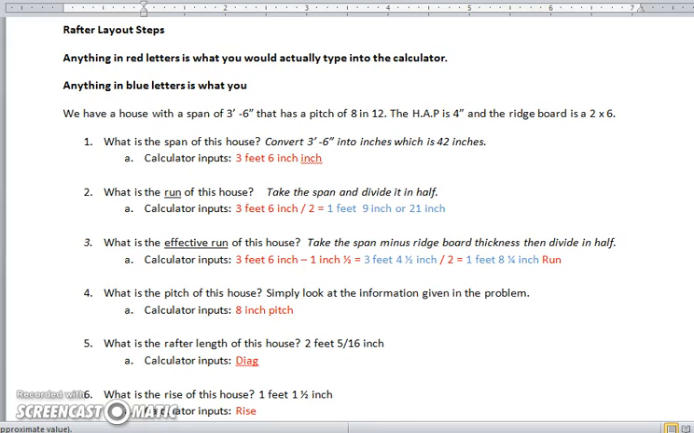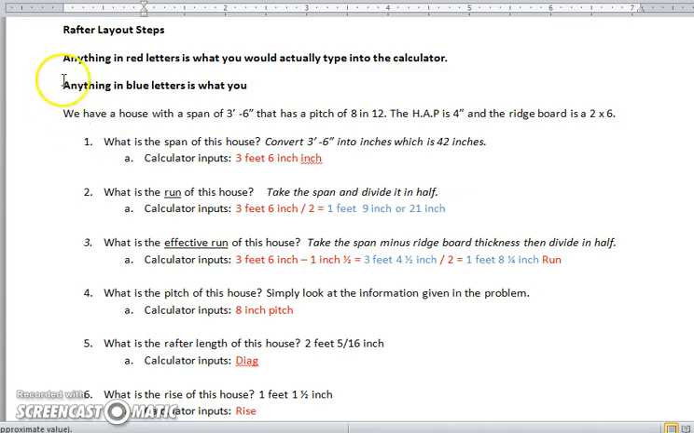This video is going to show you how to do rafter layout, how to do the assignments for the rafter layout. It's not actually going to show you how to lay it out on a board, but it'll show you how to get the correct numbers so that you can lay it out on the board. So just in case you forget, maybe you missed the day that I taught this, this will help you out.